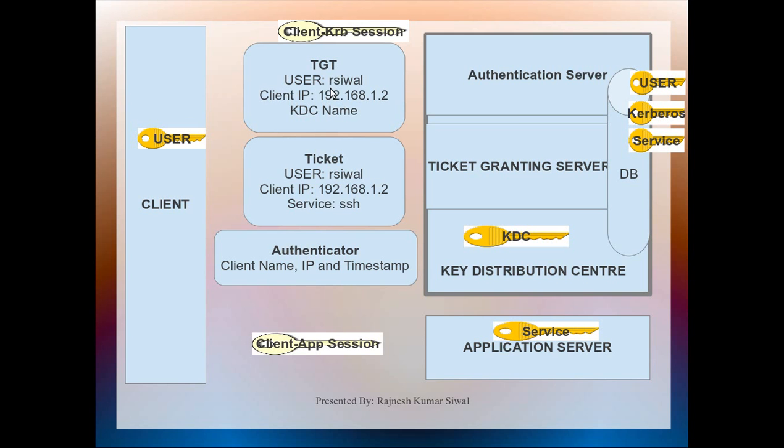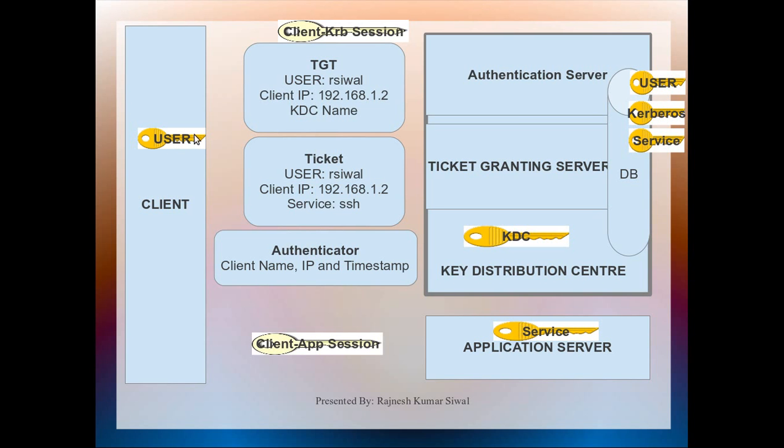So the user cannot read the ticket granting ticket. Now, this is the first part that happens as soon as the user gets a ticket granting ticket on first login into the server. Now, if this user tries to access a service of the application server, it could be the SSH service, it needs to authenticate itself to the application server.